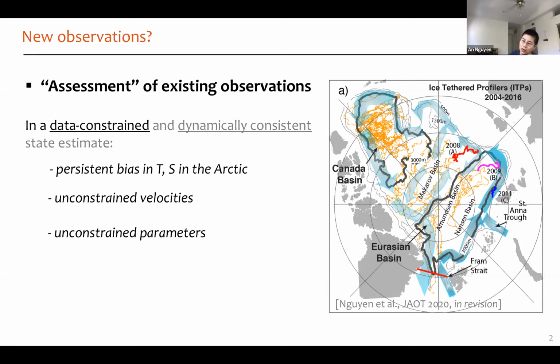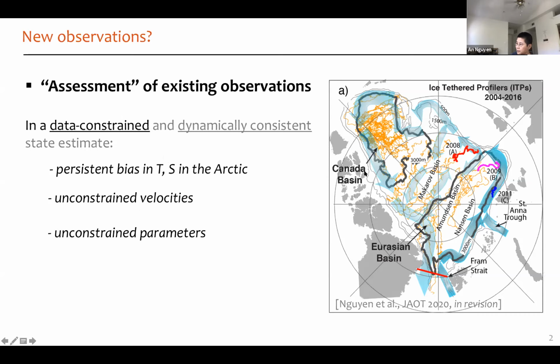And one of the things we notice is that even though we incorporate all of the observations in, we still have persistent bias in temperature and salinity in many places in the Arctic. And that partially is due to the fact that we have unconstrained observation in the oceans. And on top of it, also unconstrained model parameters.